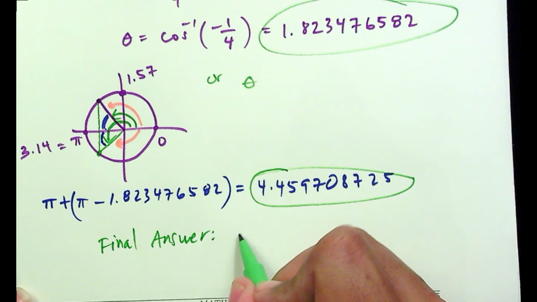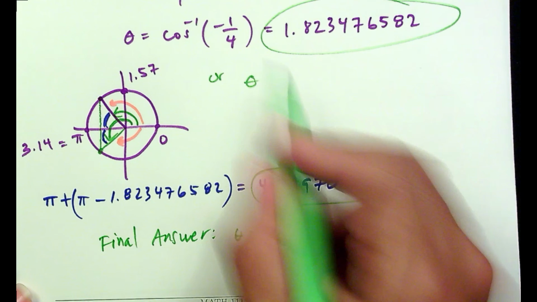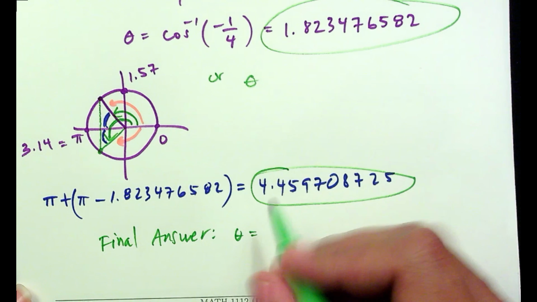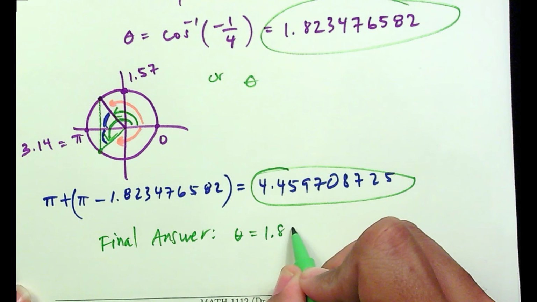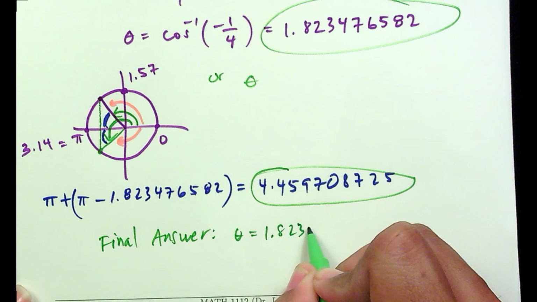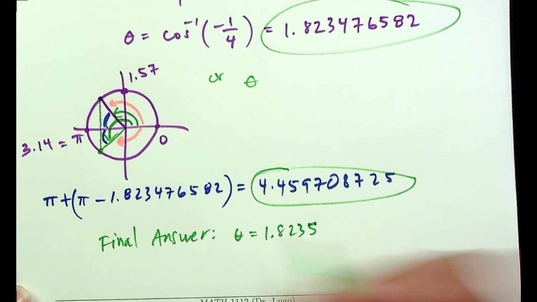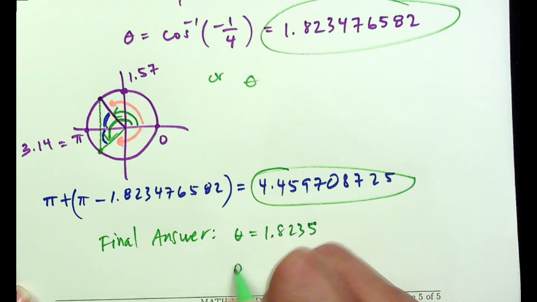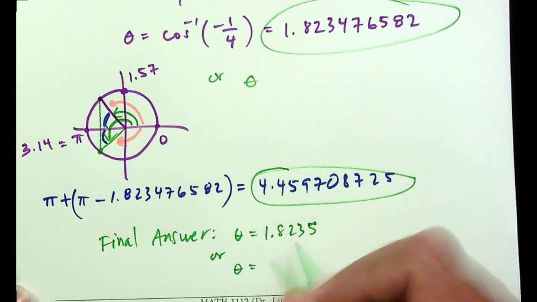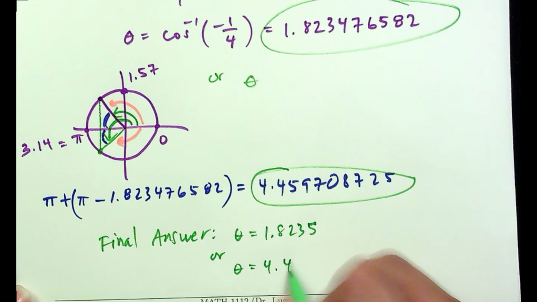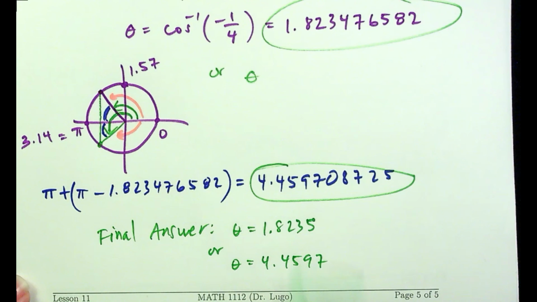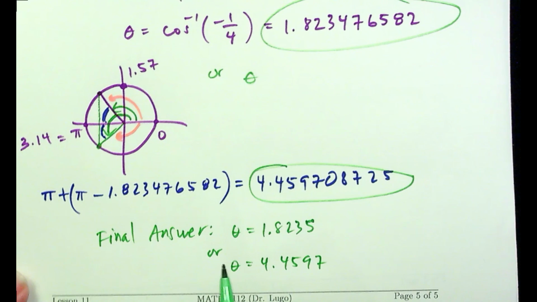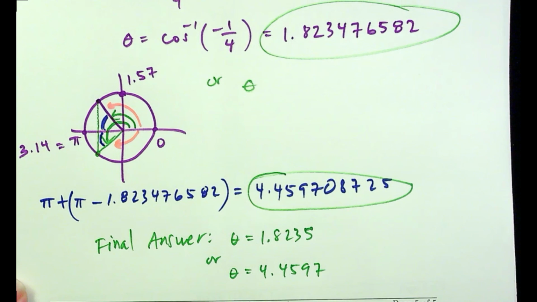So what is the final answer? X is either that one or that one. Rounded to 4 decimal places, 1.8235, or 4.4597. Okay, before I actually say circle this and say this is the final answer, one last thing.